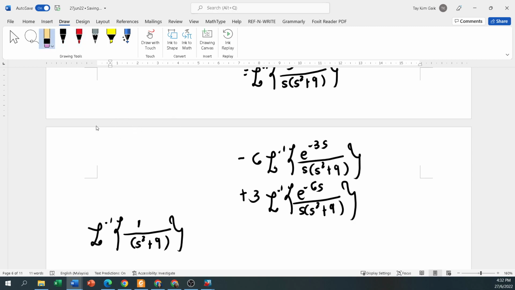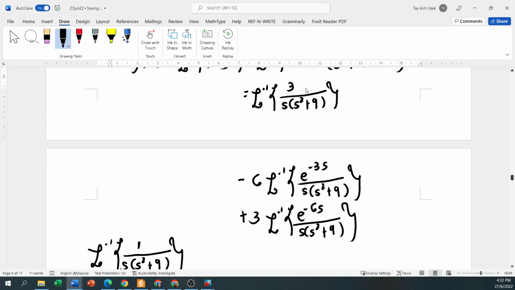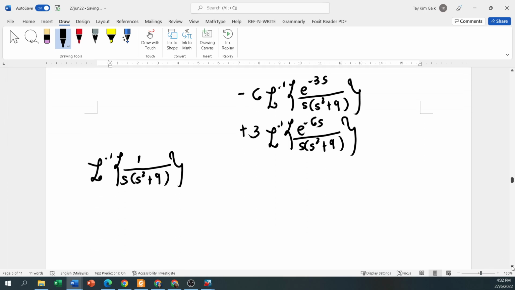For the first term, I will take 1 over s squared plus 9 over s. I solve it one time, later multiply by 3 back. The second one, multiply by negative 6 later, and the third one multiply by 3. For the second and third terms, apply the second shift property. You can use partial fractions, but I will use transform of integral.